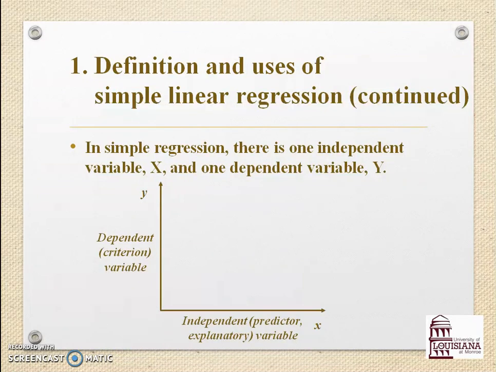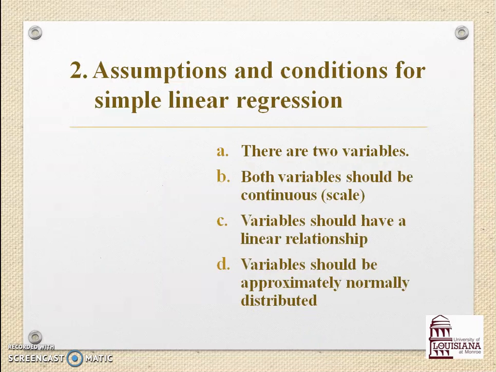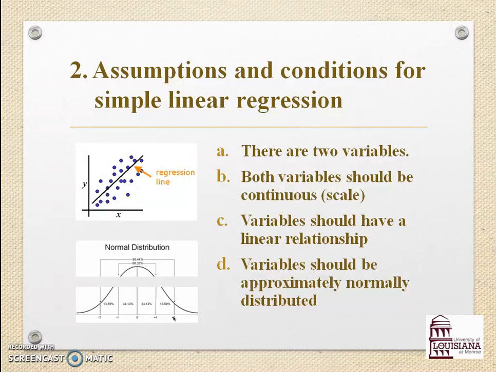The variable we are predicting is called the dependent variable and is referred to as y. The variable we are basing our predictions on is called the independent variable and is referred to as x. Simple linear regression can be used for prediction under certain conditions. First, there must be no more than two variables. Second, both variables must be continuous. Finally, variables should have a linear relationship, and they also should be normally distributed.